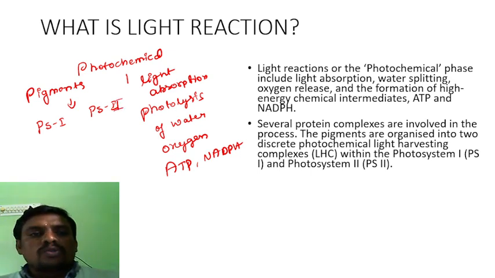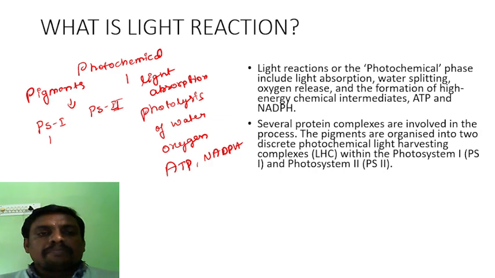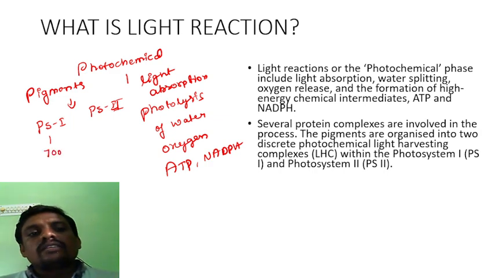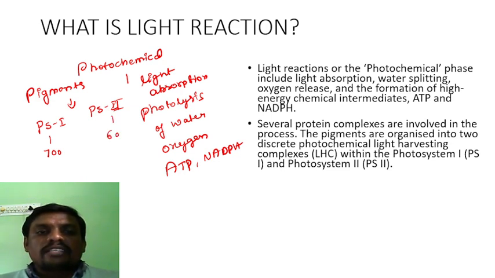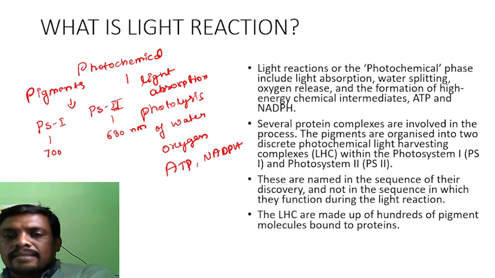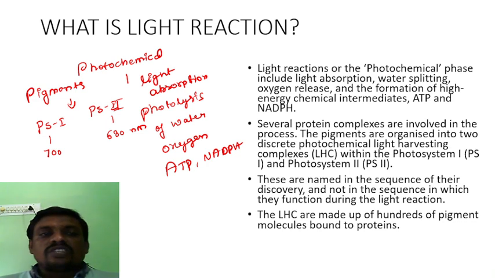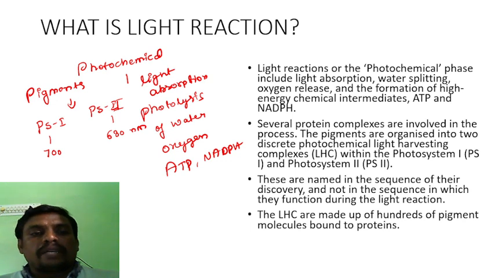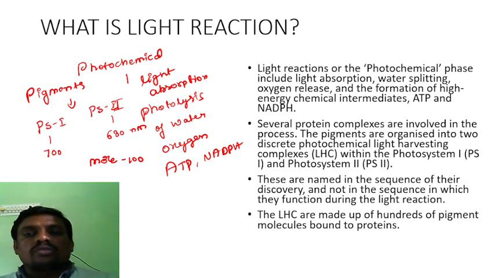In photosystem 1, 700 nanometers of light is required for the reaction. In photosystem 2, 680 nanometers of light is required for the reaction center. Based on that light requirement, they are classified into two types. The light harvesting complex around photosystem 1 is made up of more than 100 pigments.